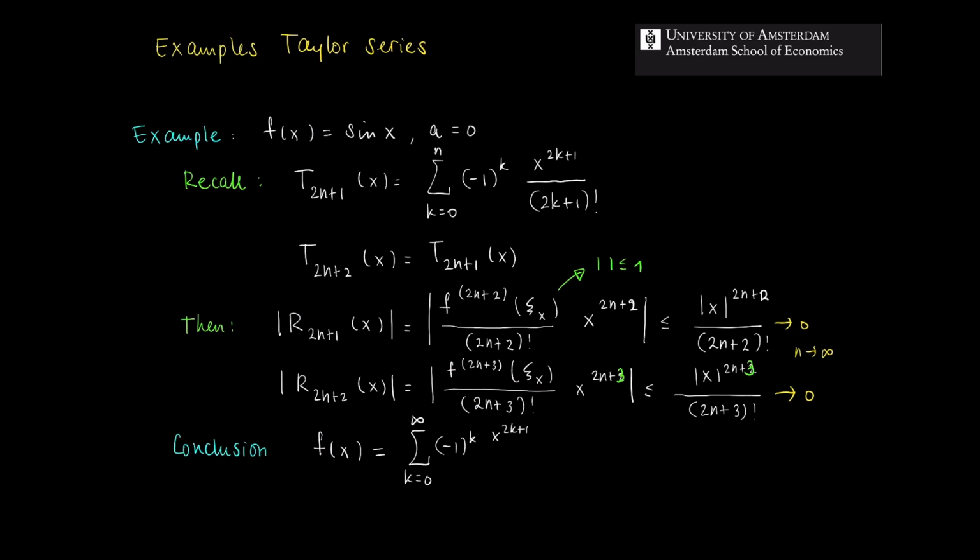So we know that f(x) equals its Taylor series, and the Taylor series of the sine equals x minus x to the power 3 divided by 3 factorial, etc., etc. Yeah, and something similar we get for the cosine, right? You might try it yourself.